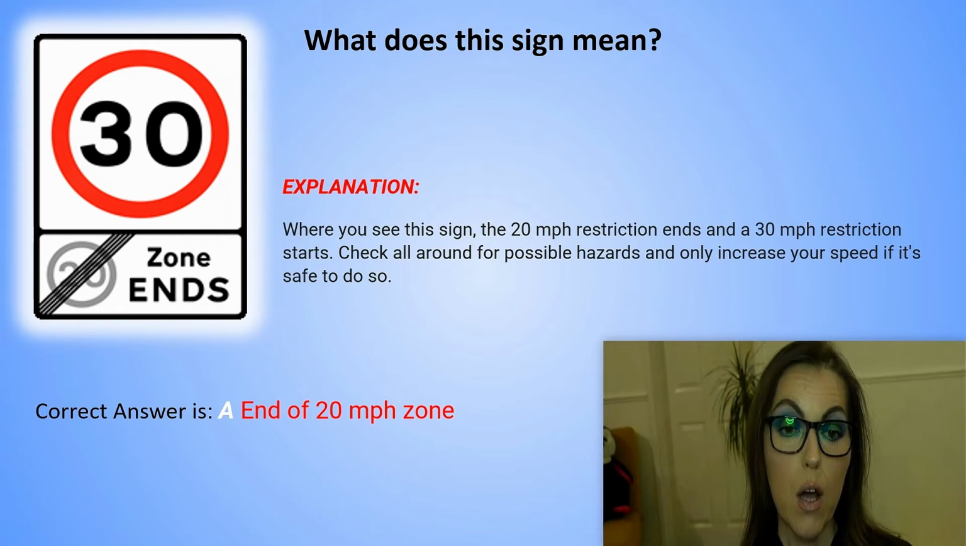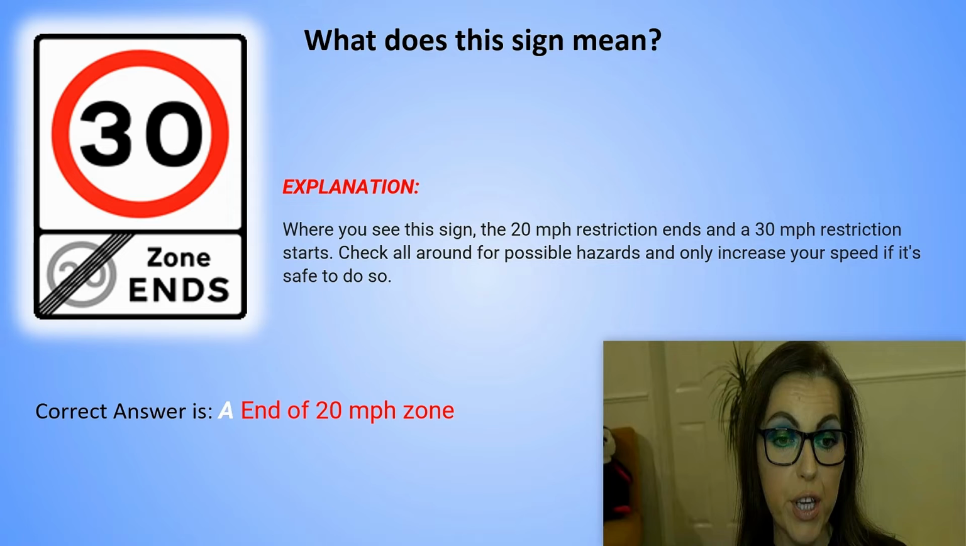Explanation. Where you see this sign, the 20 miles per hour restriction ends and the 30 miles per hour restriction starts. Check all around for possible hazards and only increase your speed if it's safe to do so.